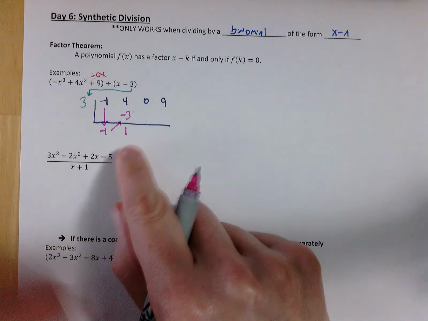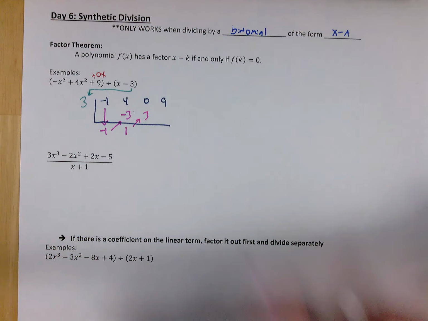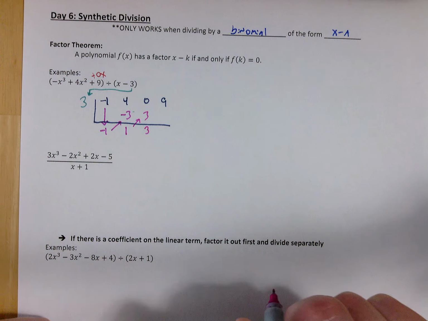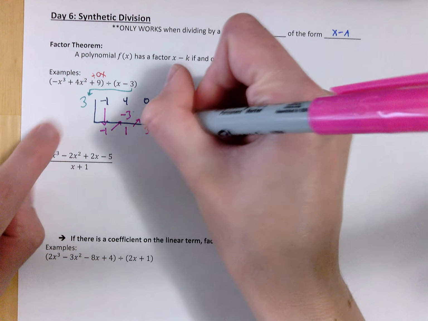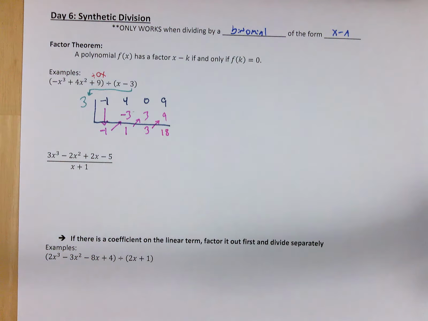Okay, and then we do the same thing. 3 times 1 is 3. And then add up and down. 0 plus 3 is 3. And then do the same thing. 3 times 3 is 9. And then add up and down, 18.